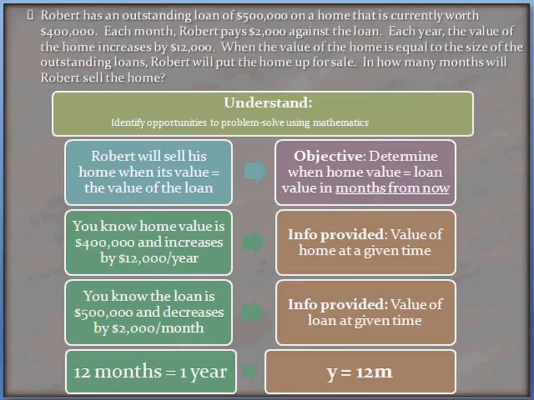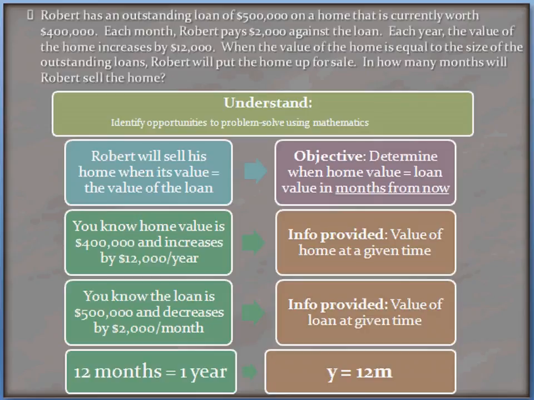We know, from the previous sentence, that Robert will sell the home when the value of the home is equal to the value of the loan. So our objective here is to determine when the home value is equal to the loan value in terms of months from now. Always make sure you know the units that you're asking to answer.